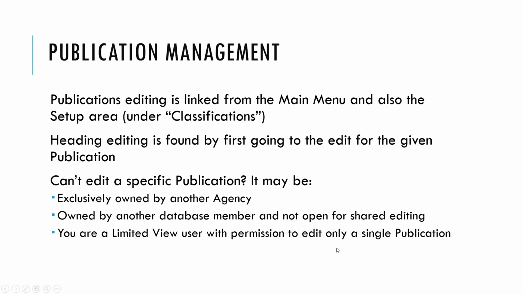So if you can't edit a specific publication code, there are going to be one of a few reasons. It might be owned by another agency in your database. So that's the 3-letter record owner code that someone has created that publication, said they exclusively own it, and that means nobody but them is allowed to assign that publication code or to make modifications to it.